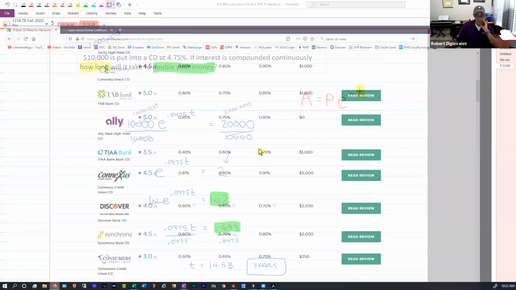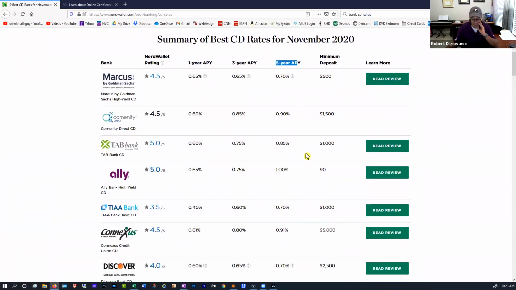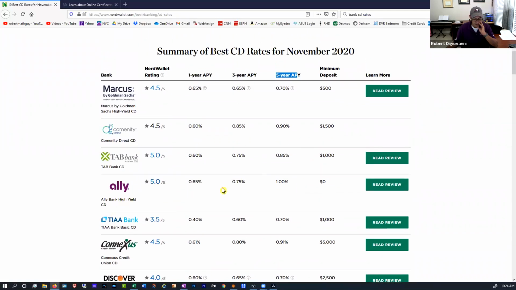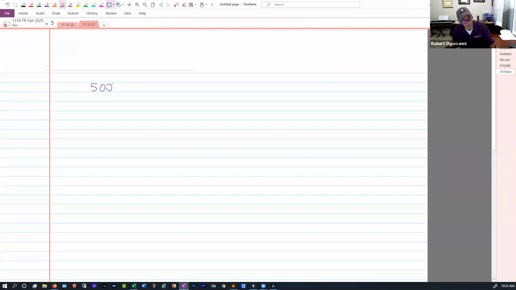So if we go back to that website, look at this. Let's say we were to do this CD right here. Let's see if we can find the highest. Oh, Ally Bank. You can get 1% on any amount of money, with no minimum deposit. So I'm going to run through that problem real quick, 1%, for 5 years. I just want to know how much money we would have. Let's say we had $5,000 at 1% for 5 years. That's what that bank's offering us.